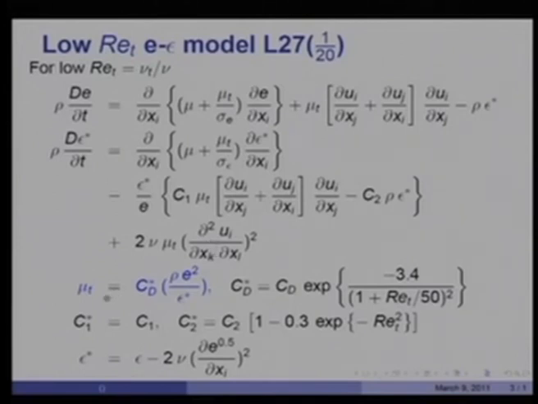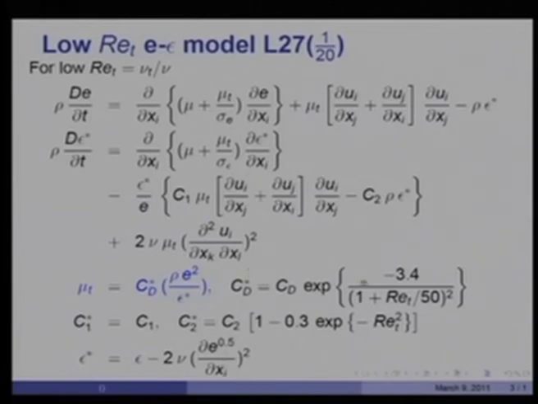The turbulent viscosity now is C_D star rho k squared divided by epsilon star, and C_D star is now the C_D, which was 0.09 in the higher Reynolds number form, times exponential of minus 3.4 divided by (1 plus RET by 50) whole squared, and C1 star is taken as C1 itself, and C2 star is C2 into (1 minus 0.3 exponential of minus RET squared), and epsilon star itself, as I said, is this quantity.